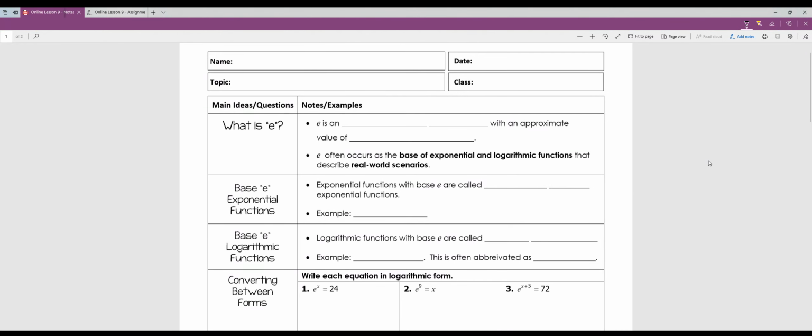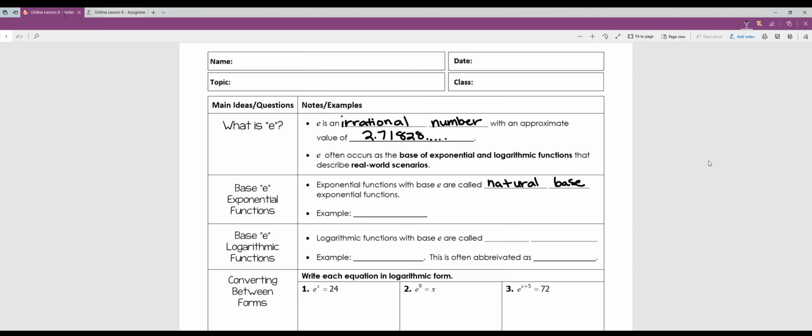E is an irrational number. And when we approximate its value, it's about 2.71828, and it goes on and on. Okay, so we usually use e when we're talking about real world scenarios. Okay, and exponential functions with base e are called the natural base, so that's why we also use natural logs.